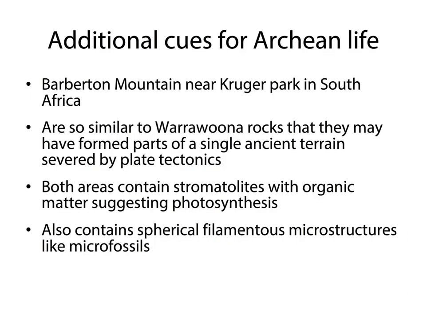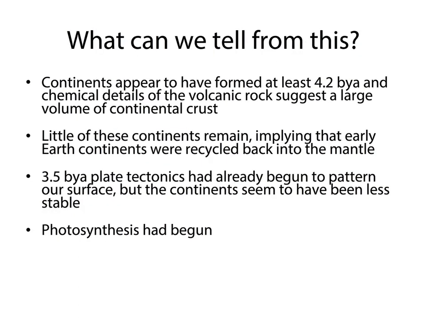In fact, these rocks seem to be so similar that they might have formed parts of a single ancient terrain that was severed by plate tectonics, okay? So they both have stromatolites, which suggests photosynthesis, they both have organic matter, and they also have spherical filamentous microstructures that look like really tiny microfossils of early life. Okay, so what do we know so far?